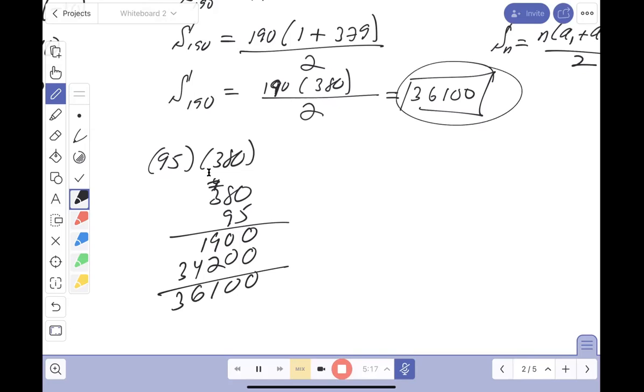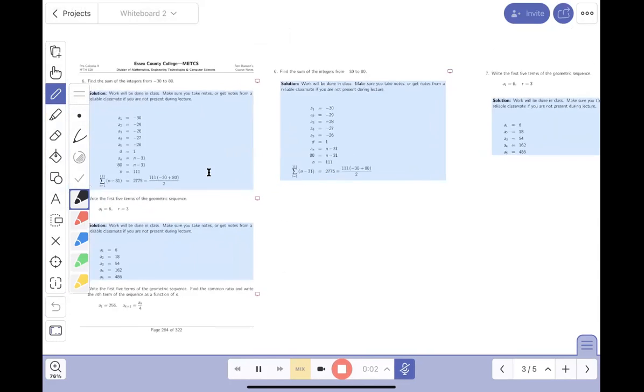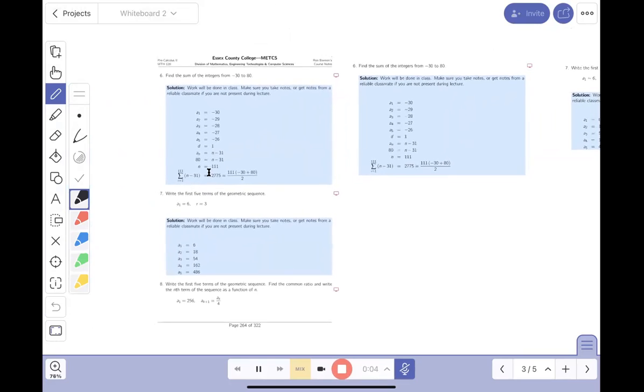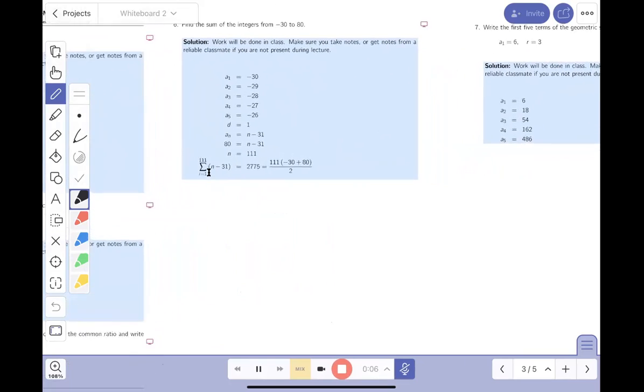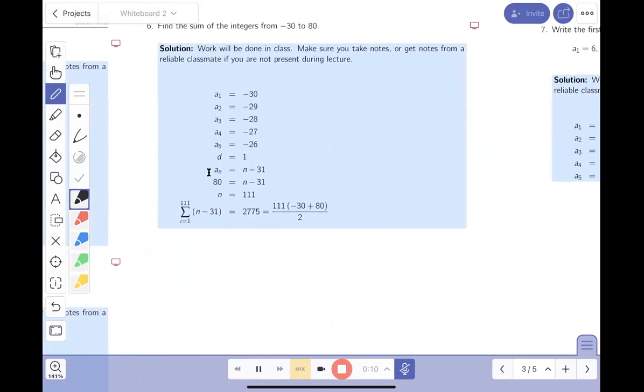As we said, it's easy to do the arithmetic. They're really problems that work out beautifully. All right, let's go to the next page. And that was the question and answer there. And on the next page, I guess we're doing number 6, number 7, and number 8 now. All right. Now it says find the sum of the integers from minus 30 to 80.